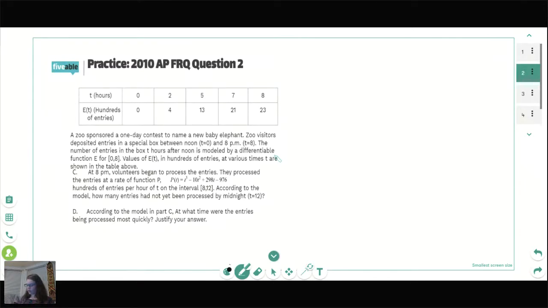How do we approach this problem? How do we find out how many entries need to be processed? Yes, we are going to need integrals, right? Because they gave us a rate. Okay, so they said P is a rate. I like the general statement, E of t minus P of t, but we want to get a little more specific. How many entries did they start with?